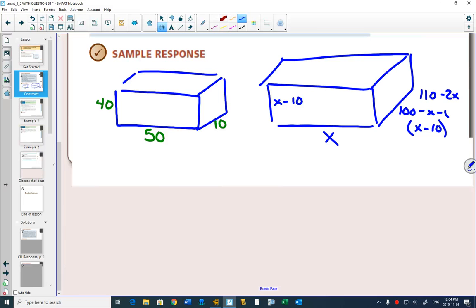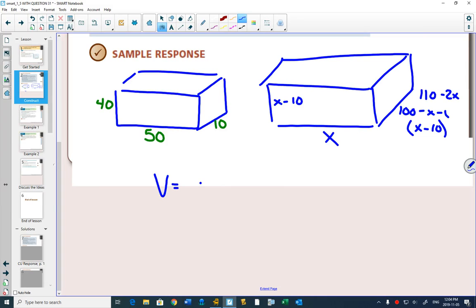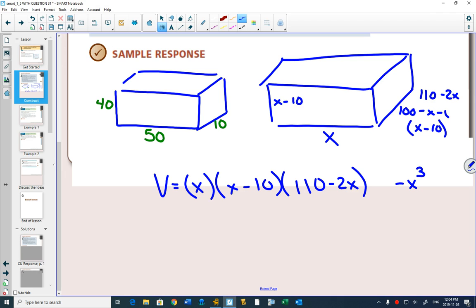Now, how do we find our volume? Our volume is length times width times height, in no particular order. And this is where our knowledge of what we learned in the previous sections with polynomials comes into play. Can you see that if you multiplied this out, you would get a negative x cubed graph?